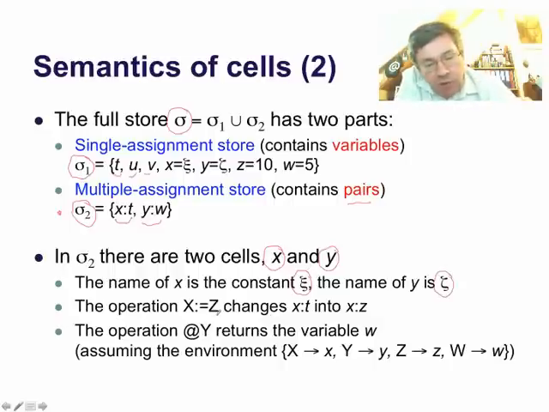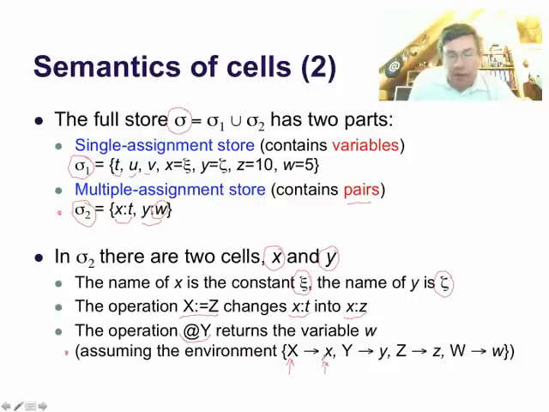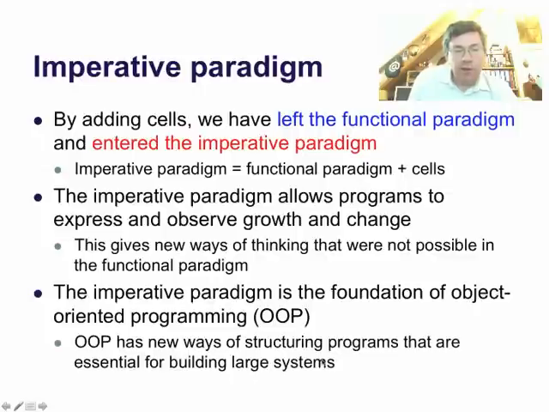So when I do the operation x := z, I will change the pair x, t into x, z. So I've replaced the t by a z. So that's an assignment. Now the operation of read or accessing y will return the variable w. This is the second variable in the pair y. So all of this is assuming that we have an environment which is a trivial one where all the identifiers refer to variables which are just the lowercase versions. Okay, so that gives us the semantics of the imperative paradigm.